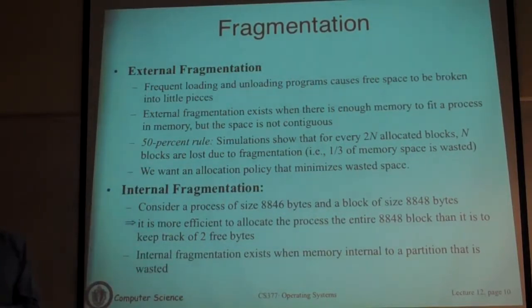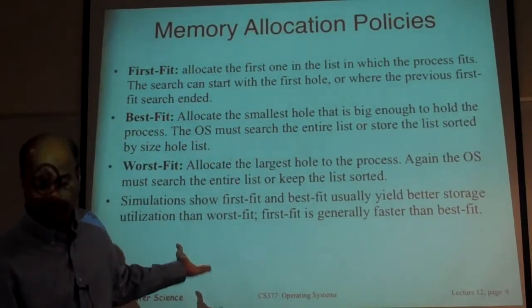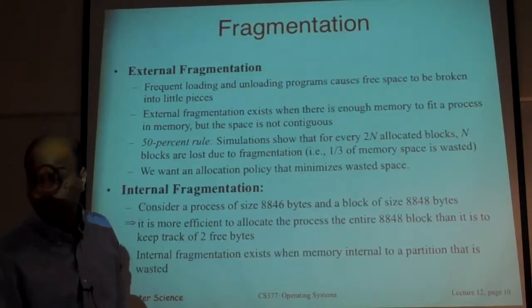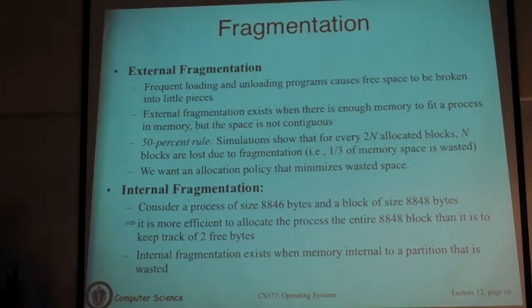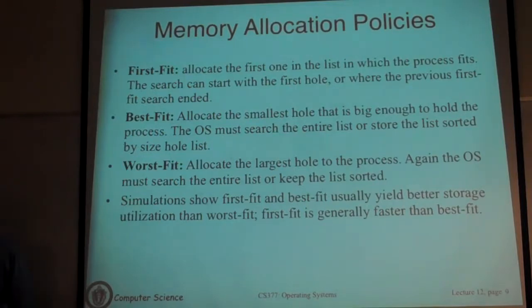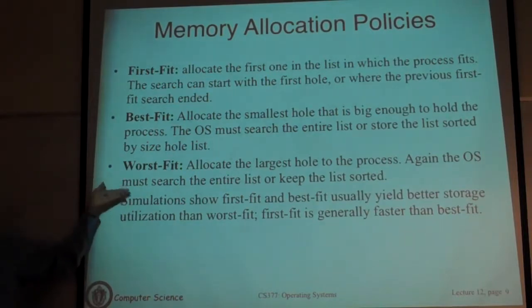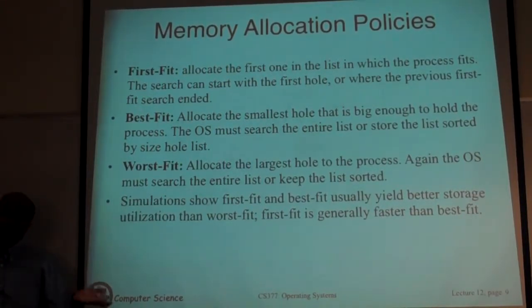Now let's go back to external fragmentation and ask the question, if you had these policies, first fit, best fit, worst fit, then how do they perform? Which one do you think will have worse external fragmentation among these policies? Any guesses? Worst fit. Okay. So think about what worst fit is doing. It's picking the largest hole to allocate to a process. What that means is the remaining hole is actually going to be larger and hence probably more useful.